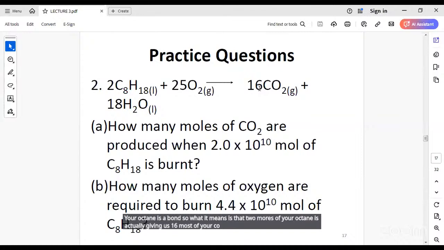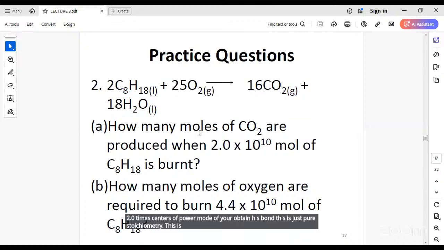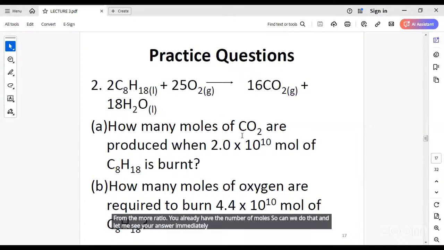Now they're asking you how many will be produced when you use 2.0 times 10 raised to the power 10 mole of your octane. This is just pure stoichiometry. This is very, very easy. Can we do this now? Everybody, can we do this and let me have your answer? This is very straightforward. From the mole ratio, you already have the number of moles. So can we do that and let me see your answer immediately? Just the first one.